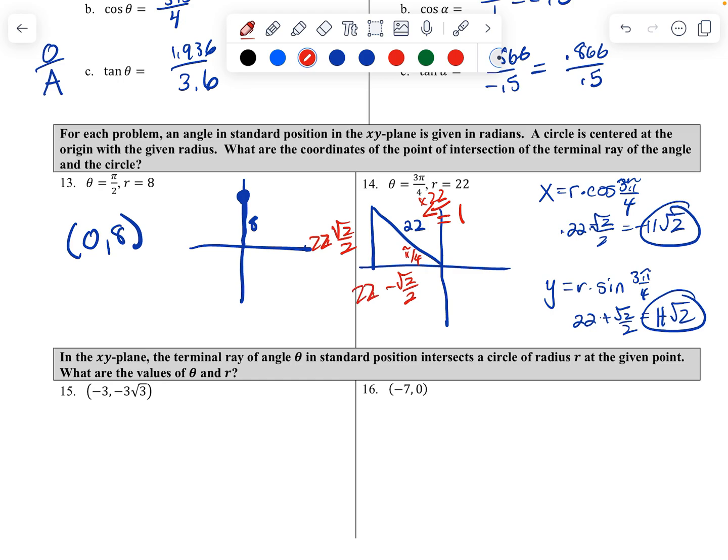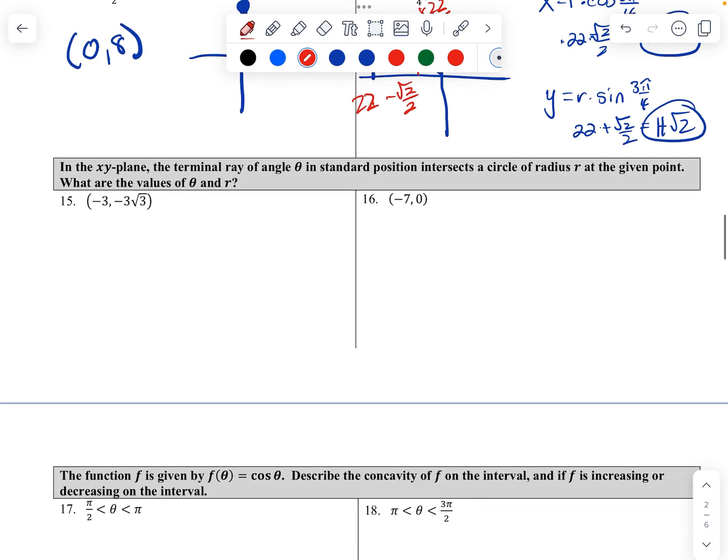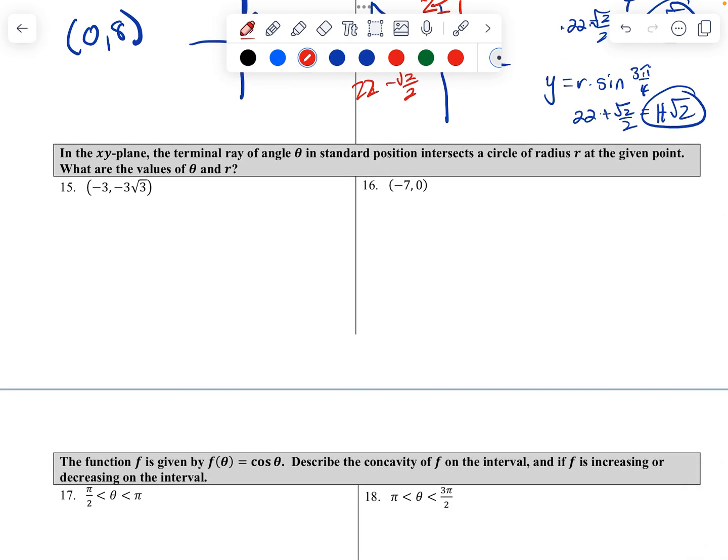All right, the next one. In an xy plane, the terminal side of an angle in standard position intersects the circle with radius r at a given point. What are the values of theta and r? So hopefully you're seeing a lot of this repeats itself. Negative 3, oops, I'm going to put that on top, similar to what we've been doing for polar coordinates. We graph it.